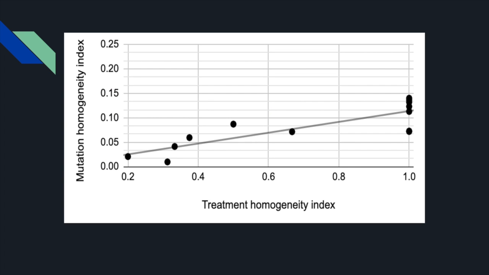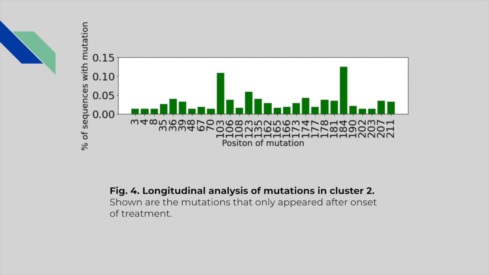Here we plotted the correlation between the mutation homogeneity and treatment homogeneity indexes. Strikingly, they correlated strongly with an R of 0.83. This suggests that some of our clusters are identifying specific treatment regimens. However, when we looked at the profiles corresponding to each of these clusters, known diagnostic resistance mutations were largely absent.